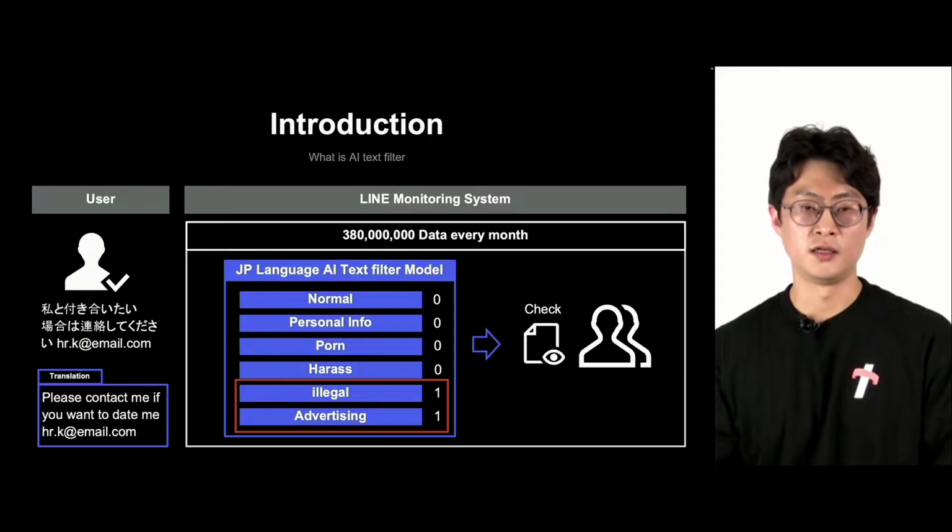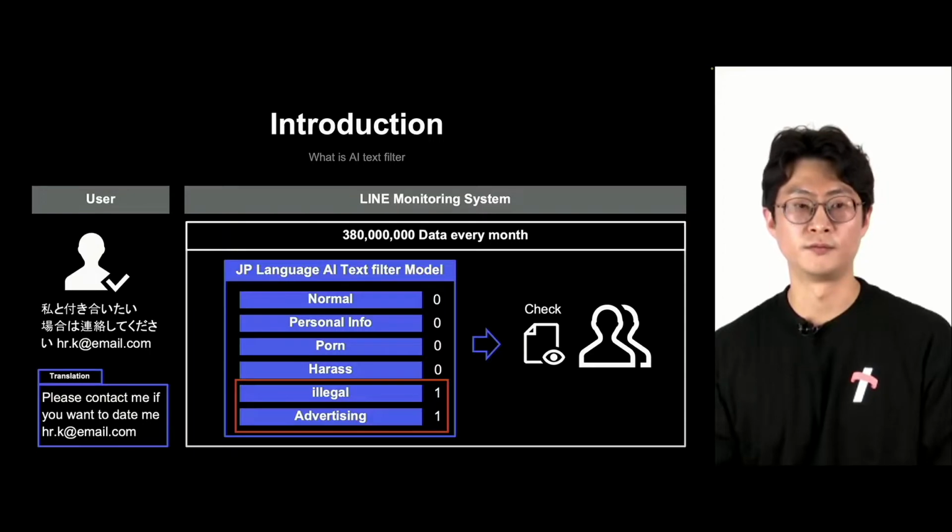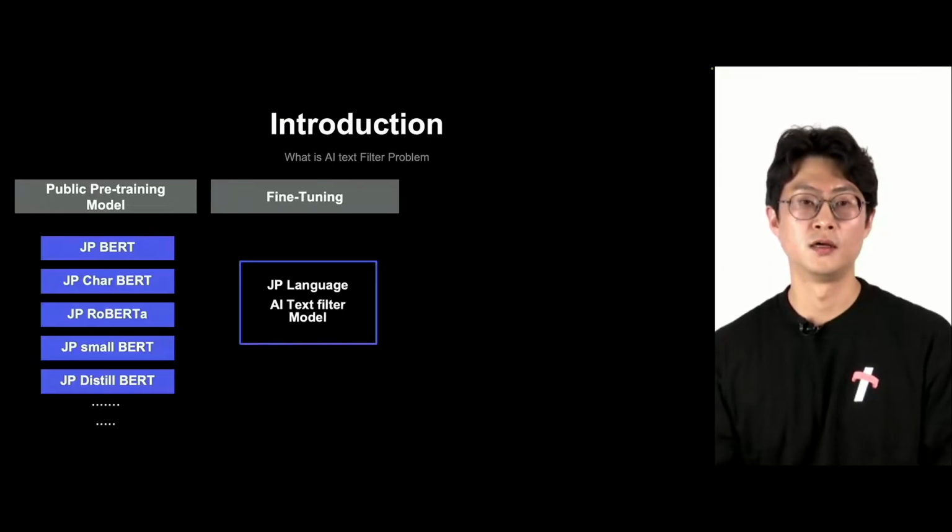About 380 billion cases per month will be entered into the monitoring system. So if the filter does not work well, the monitors will have to check more sentences. We therefore needed to improve the accuracy of the monitoring filter. So how did we improve the monitoring filter to increase accuracy?